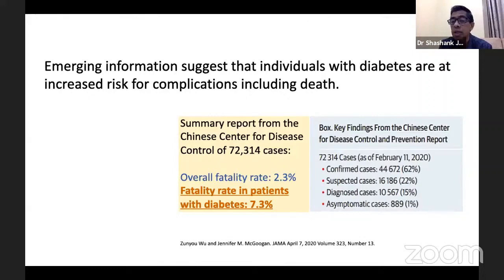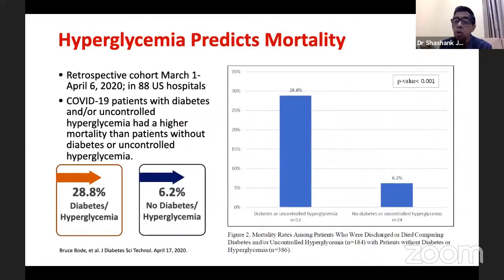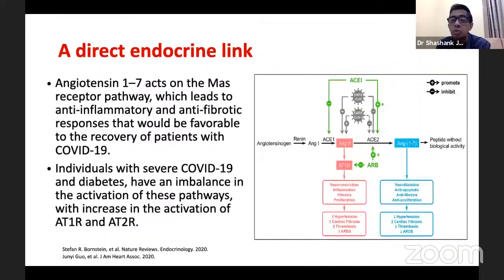And that's why we know diabetics are up on the pecking order, and glucose predicts mortality. This is Bruce Bode's study, which very clearly showed in the US hospitals, 88 US hospitals, they analyzed that people who had no diabetes, no hyperglycemia, mortality was 6.2%. The minute they had diabetes or high glucose, mortality was 28.8%. So clear data to show that glucose matters and it increases mortality by fourfold.